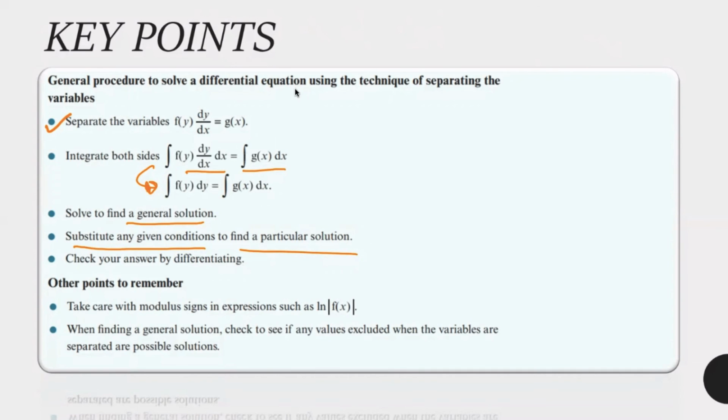Now, if you have a doubt, you can always differentiate your equation, whatever you are getting, to check whether we are getting the same differential equation. There are also important things to remember: take care of the modulus sign in expressions such as ln x, because we know that the value in ln and log should be positive. And when finding a general solution, check whether values excluded when the variables were separated are possible solutions. At times we cancel out a variable and we lose one of the possible solutions, so we need to be a little careful about this.